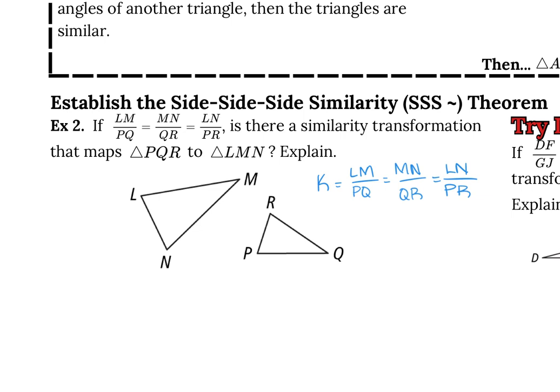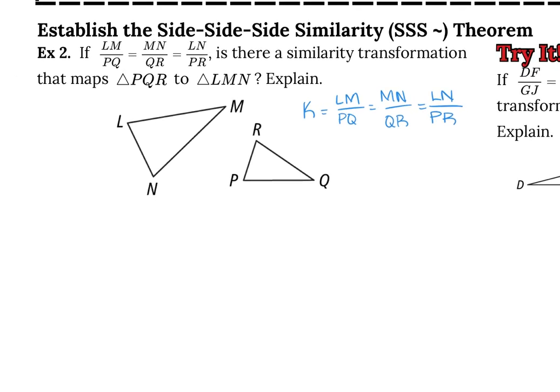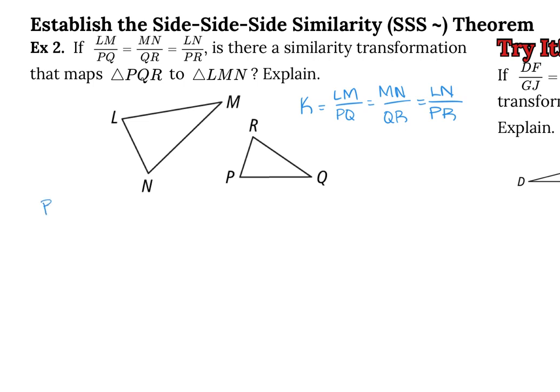And we're going to use whichever of those scale factors helps us prove that our original image is similar to a dilated image. Okay, so let's start with side PR. So I'm going to have PR prime is equal to K times PR. I'm going to plug in my K, and I want to plug in my K that has a PR. So LN over PR times PR. So that's going to cancel out the PR. So PR prime would equal LN.